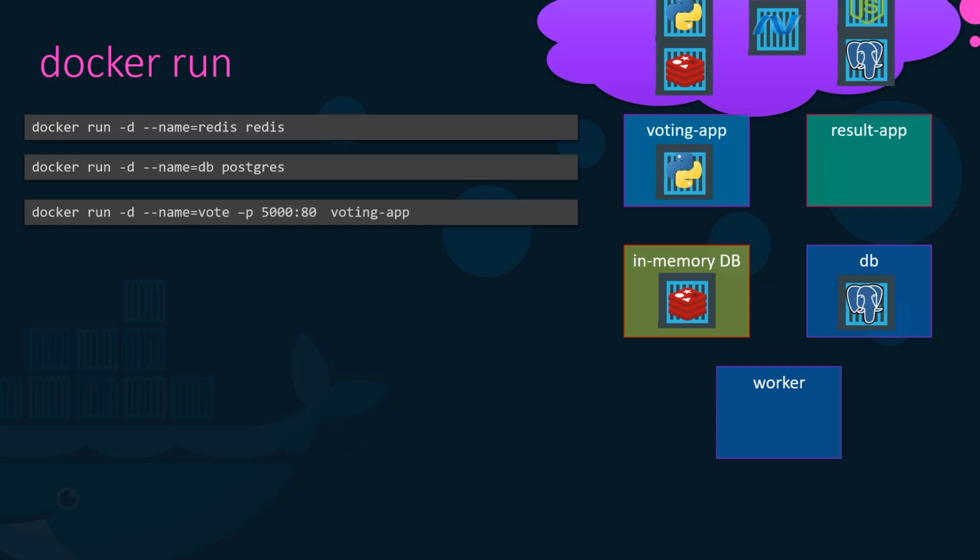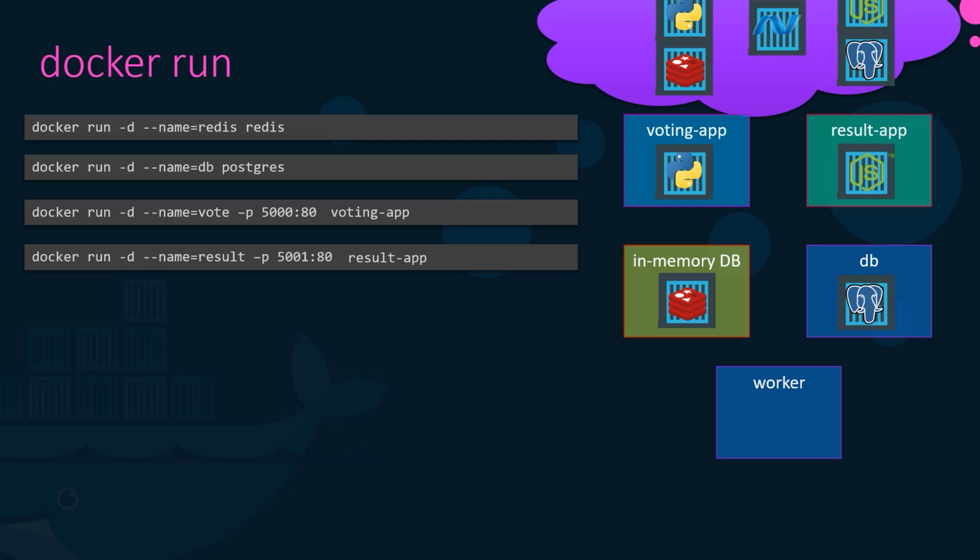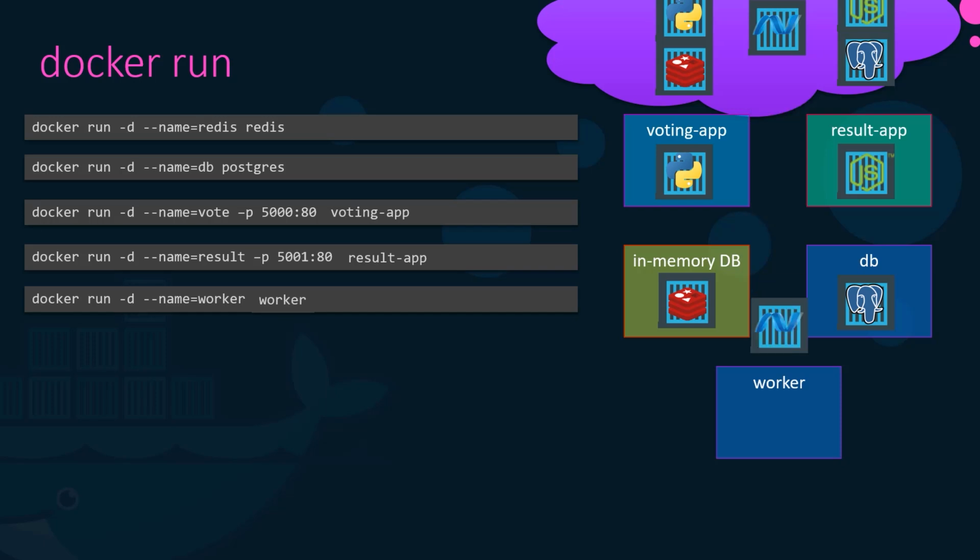Since this is a web server, it has a web UI instance running on port 80. We will publish that port to 5000 on the host system so we can access it from a browser. Next, we will deploy the result web application that shows the results to the user. For this, we deploy a container using the result-app image and publish port 80 to port 5001 on the host. This way, we can access the web UI of the resulting app on a browser. Finally, we deploy the worker by running an instance of the worker image.